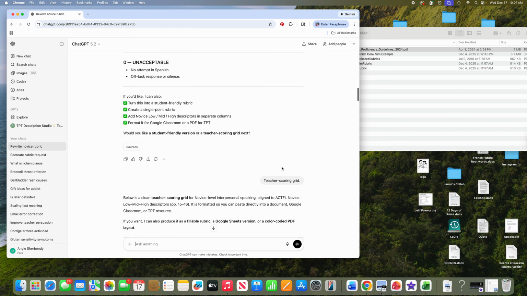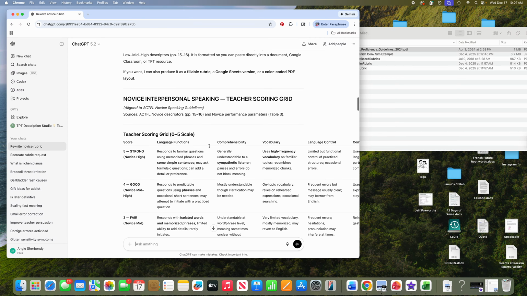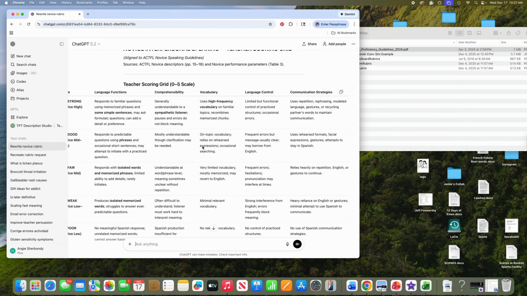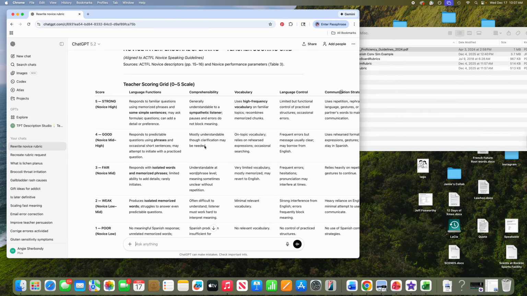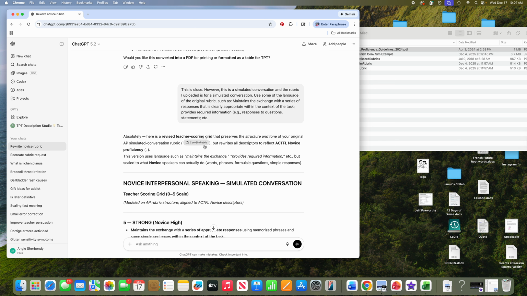And then I told them I wanted it to be a teacher scoring grid. So then they gave me this. So that would help the teacher score. And I said, this is close. However, this is a simulated conversation. And the rubric I uploaded is for simulated conversation.